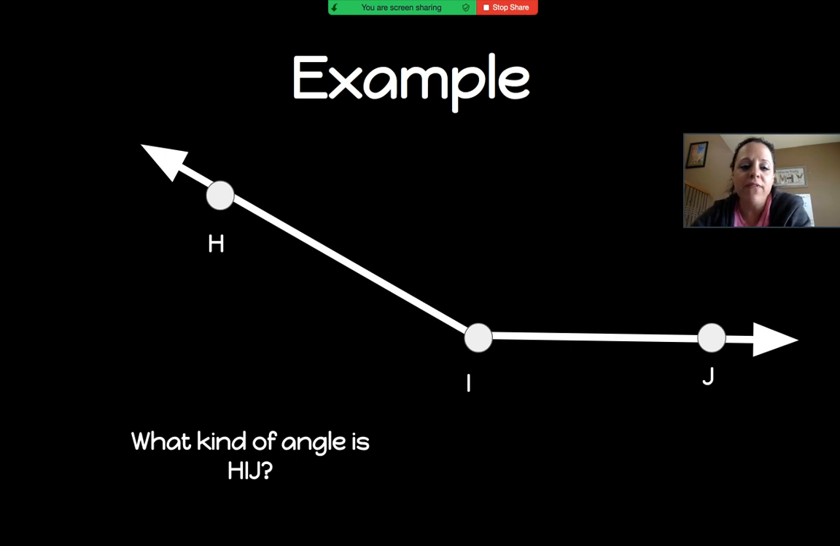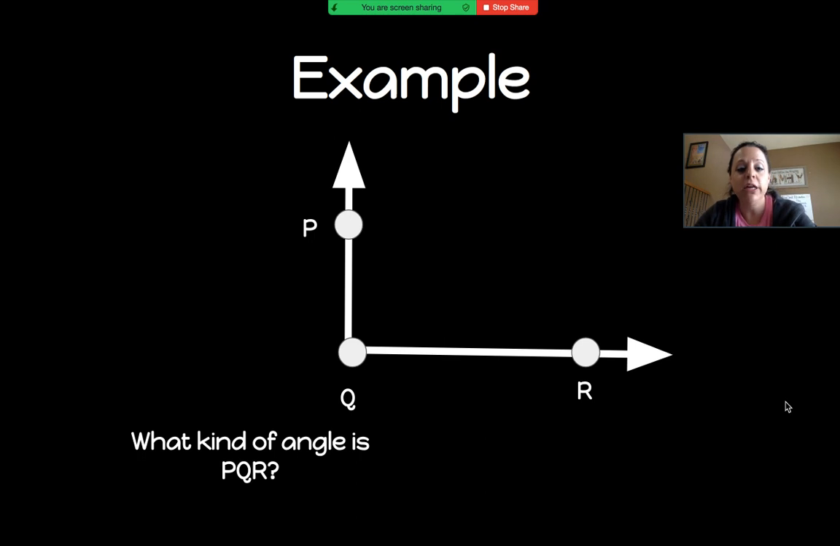What kind of angle is HIJ? Well, it's definitely bigger than 90 degrees. So think about 90 degrees, ignoring my head, but looking at my arms. If it's bigger, it's obtuse. So HIJ is definitely obtuse.